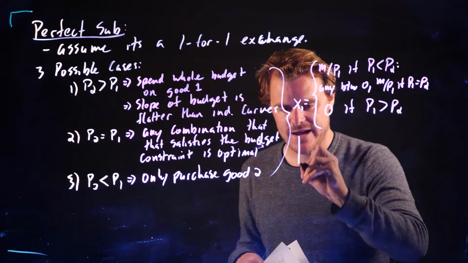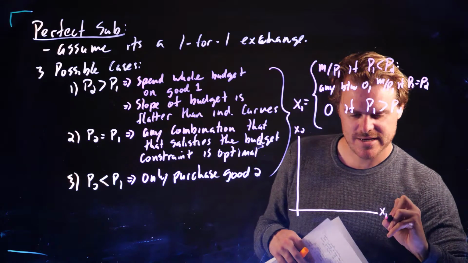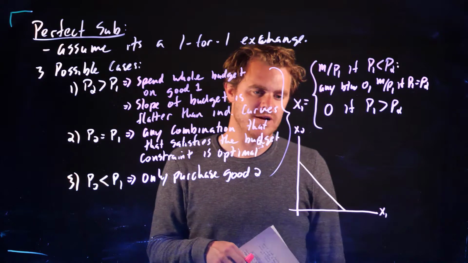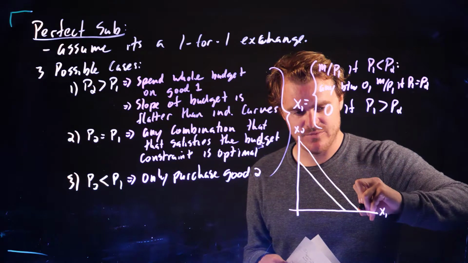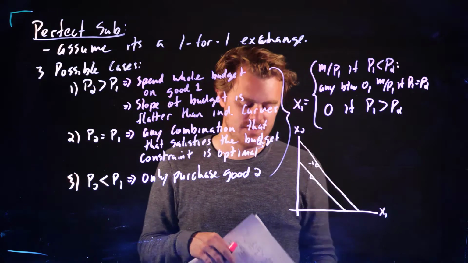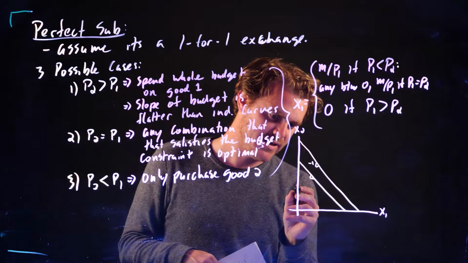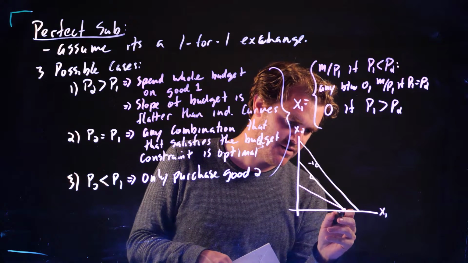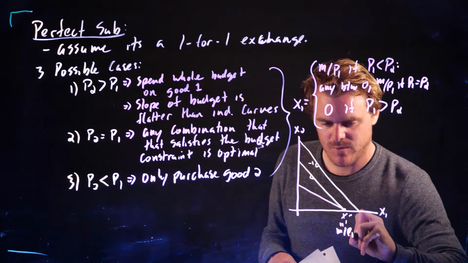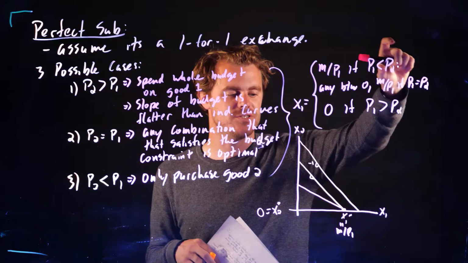If we wanted to draw it out, we can draw the first case. Here's X2 and here's X1. Let's say these are our indifference curves here. They have a slope of -1, if we're willing to exchange 1 for 1. And in this first case where P1 is less than P2, our budget line is flatter. And so we're at this point here where X1 star equals M over P1 and X2 star equals 0. That's this first situation here.